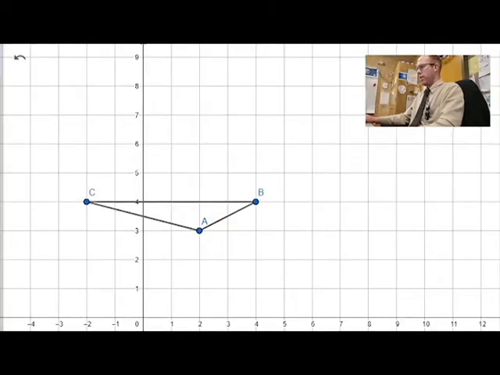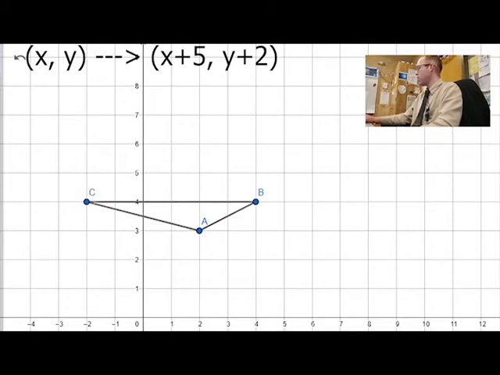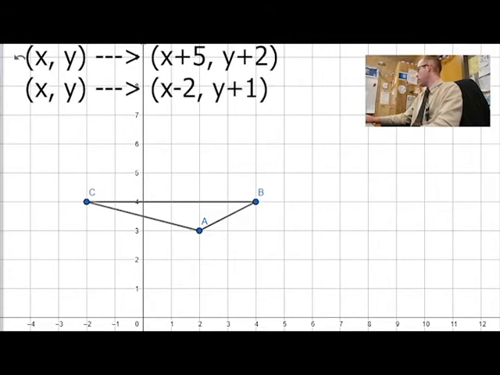For this last example problem, we are doing what is called compositions of transformations. A composition is simply multiple transformations done to the same object. In this case, we are going to do 2 translations given by the rule x y translates to x plus 5, y plus 2. And then we're going to do a second translation, x y translates to x minus 2, y plus 1. We are not going to do these all at once. We're going to do them one at a time.